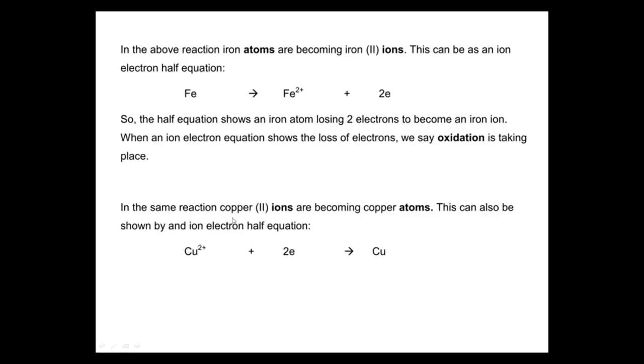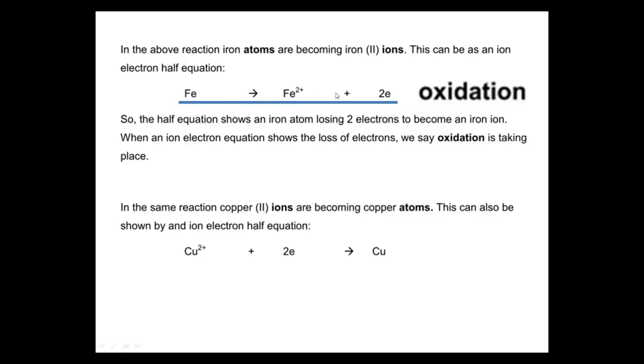In the same reaction, copper 2+ ions are becoming copper atoms. This can be shown by an ion electron half equation. Cu 2+ plus 2 electrons goes to Cu. So, back to the start, iron Fe goes to Fe 2+ plus 2 electrons. This is oxidation.